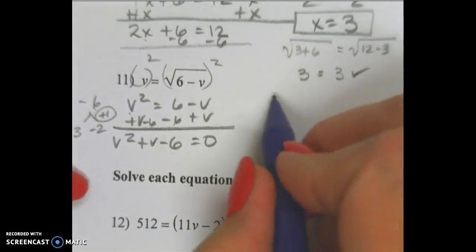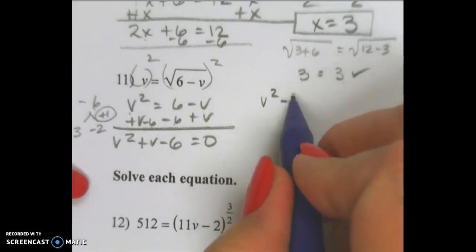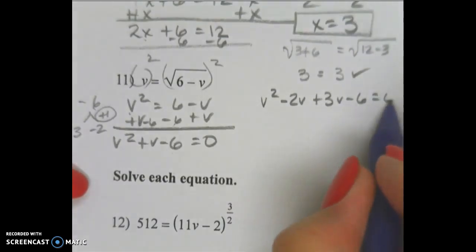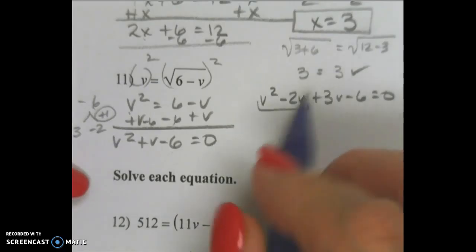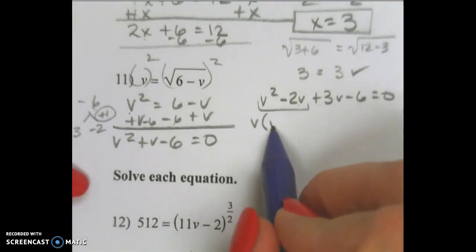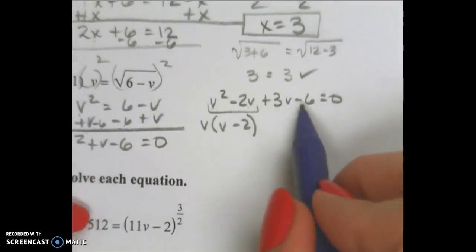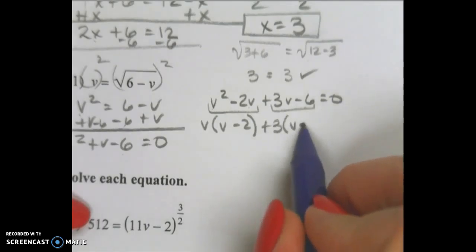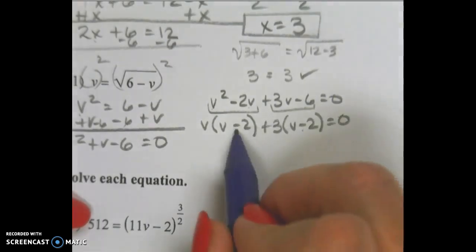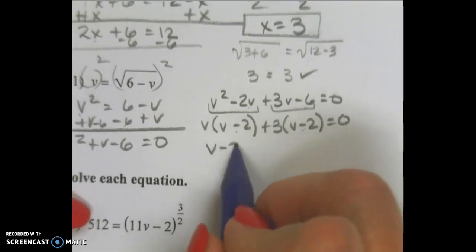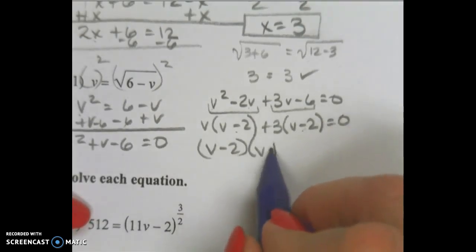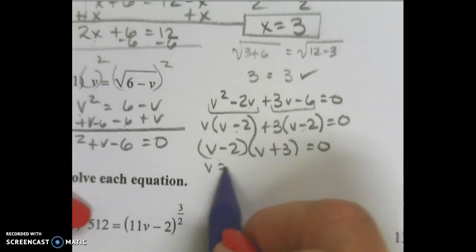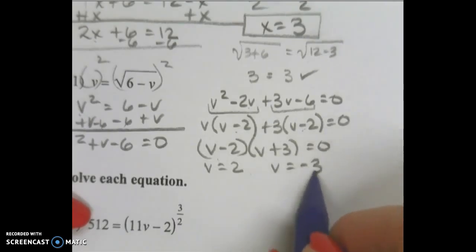So my problem, v squared minus 2v plus 3v minus 6 equals 0. My first two, they have a v in common, so I have v minus 2. My last two here have a 3 in common. That leaves me with v minus 2. My parentheses are the same, so I have v minus 2 and v plus 3. Now, when I solve this, this gives me v equals 2 and v equals negative 3.